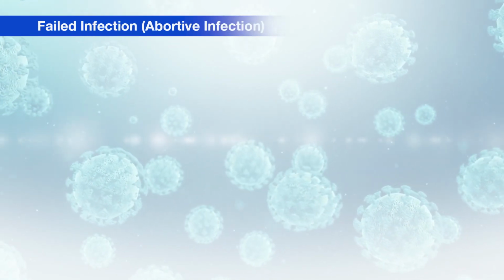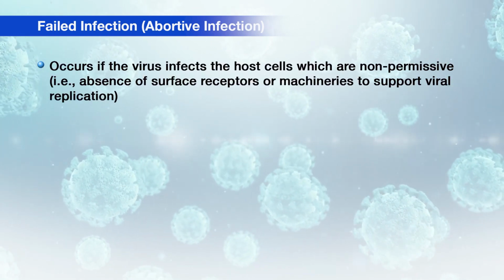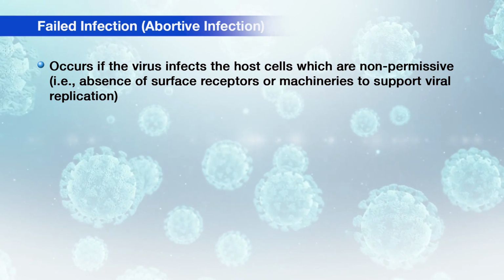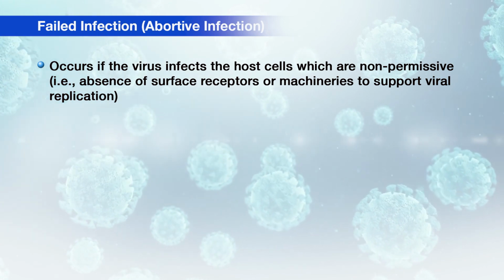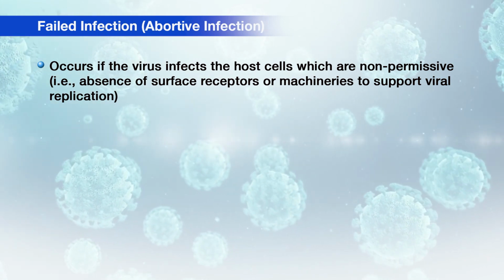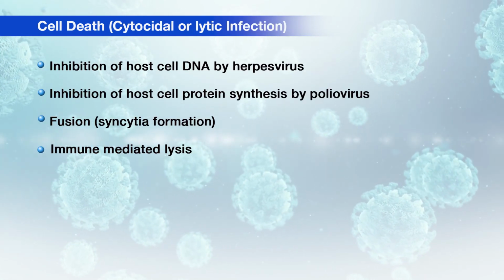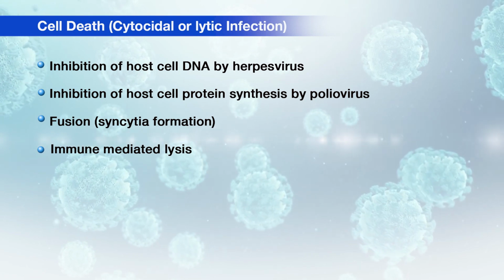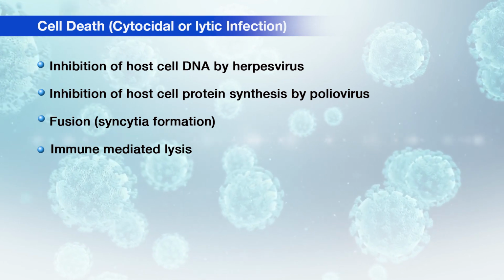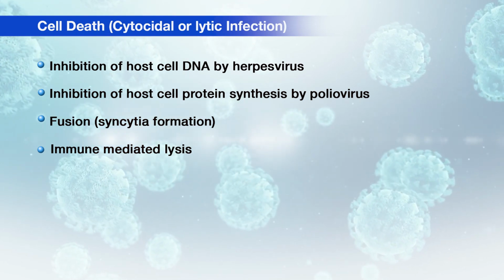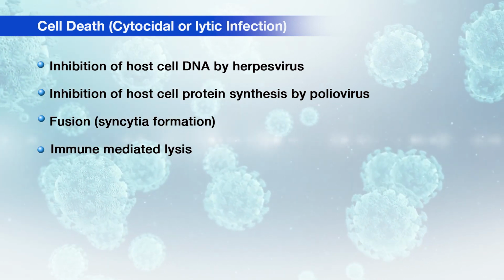Now, a failed infection can also take place. What happens in this is that there is infection of the host cells, but it is non-permissive. That means you do not have surface receptors or the machinery to support viral replication, hence it becomes a failed infection. So, cell death occurs through the inhibition of host cell DNA, like that seen in herpes virus, or inhibition of host cell protein synthesis as in poliovirus. You will be able to see different mechanisms of cell death. Fusion, syncytia formation and immune mediated lysis are also seen as other mechanisms.